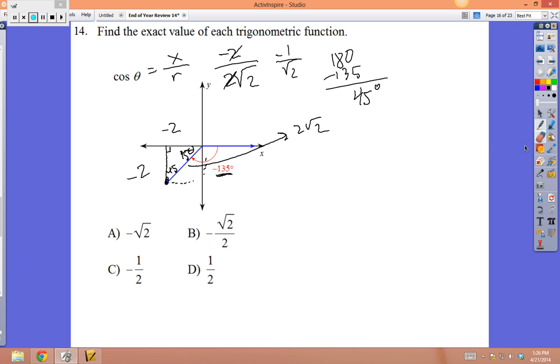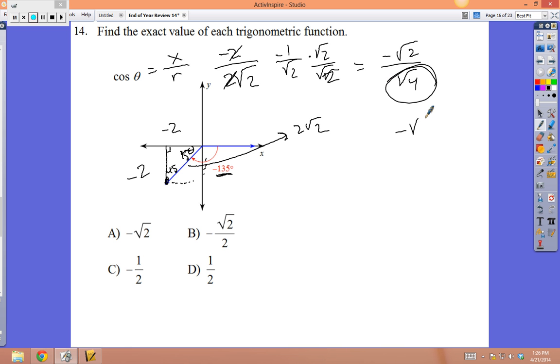But then you can't leave a radical on the bottom. So I'm going to multiply both the numerator and the denominator by square root of 2. So on top I got a negative square root of 2, and on bottom I got a square root of 4, which is a perfect square, which is just 2. So a negative square root of 2 over 2 is my final answer, and that's going to match up with B.